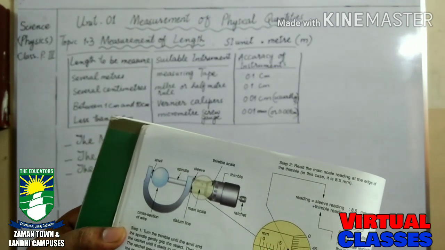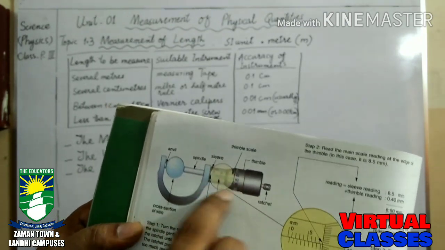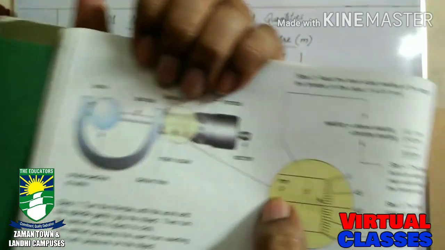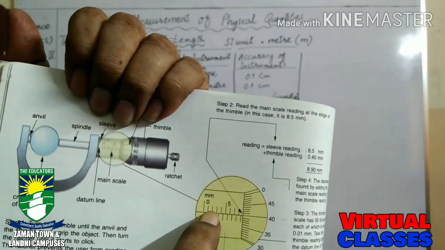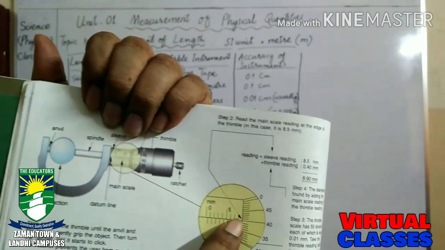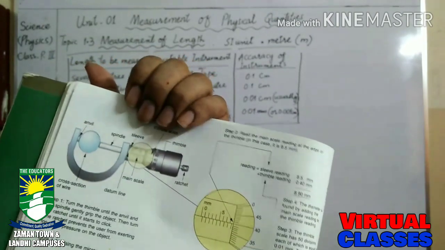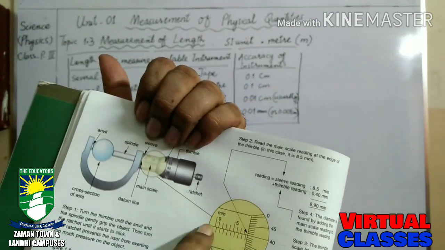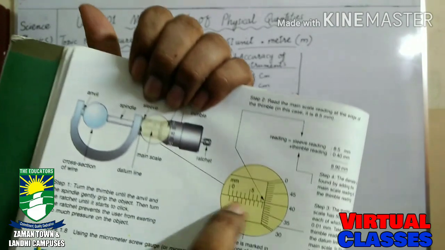This is the main scale, which is shown very visibly over here. See, this is the first line, and these are millimeters. First, second, third, fourth, fifth, sixth, seventh, 8.5. See, the ball which is shown in the book has the main scale reading of 8.5 millimeters. Read the main scale from here, from the datum, and then this is the vernier scale.